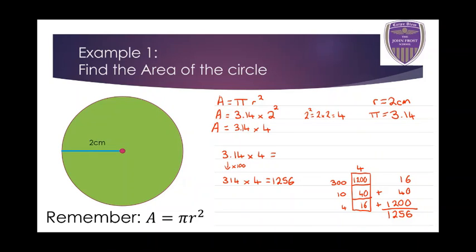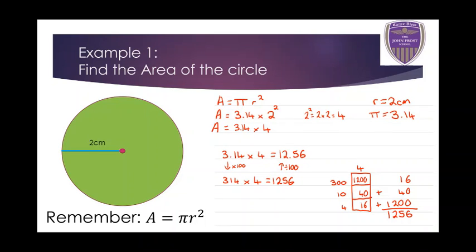to get 314. So to solve the question above, I need to divide 1,256 by 100, and that will give me the answer for 3.14 times 4. So 1,256 divided by 100 is 12.56. Okay.